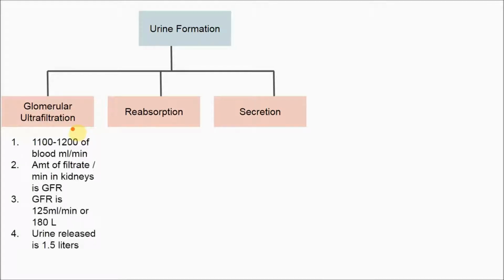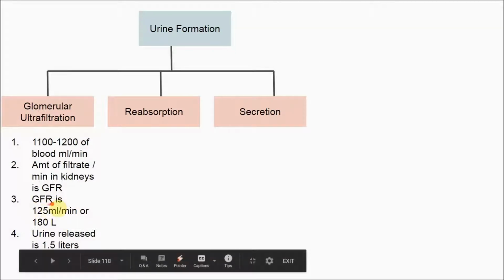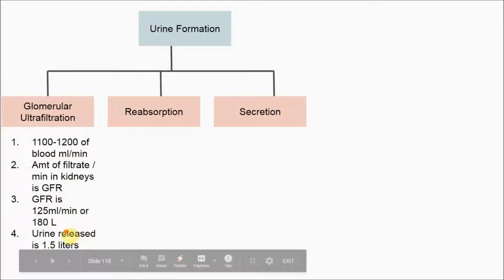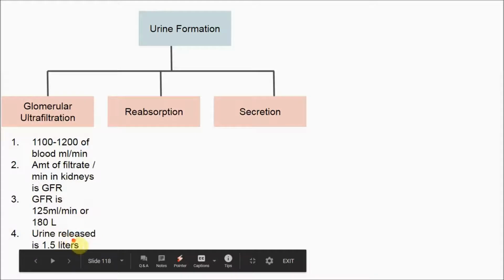So now around 1100 to 1200 ml of blood per minute is actually filtered, and the amount of filtrate that is actually collected in the kidneys per minute is called the glomerular filtration rate, or GFR. So the standard value for GFR is 125 ml per minute or 180 liters per day. So in a normal healthy human, you can see that the urine that is released per day is 1.5 liters.